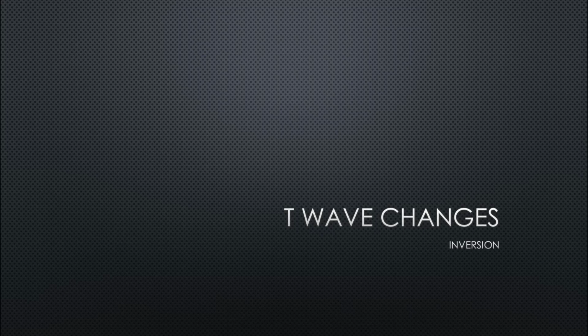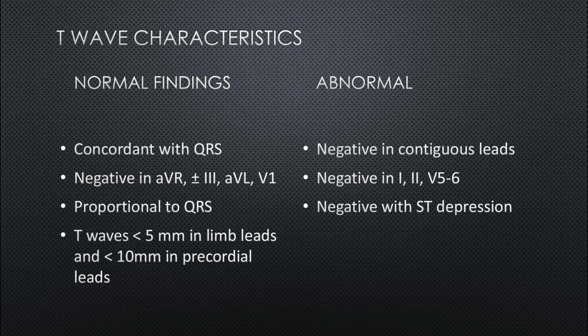This brings us to an investigation of the T wave changes. Now, the T waves represent the bulk of the ventricular repolarization. They're normally positive in most leads, with the notable exceptions of aVR, and in some people also lead 3. It's not impossible for them to be negative in some other leads, but those are the two that are more likely to have isolated T wave inversion.